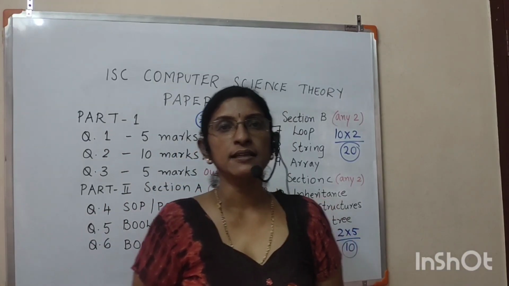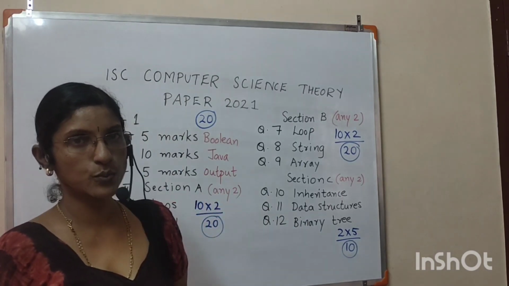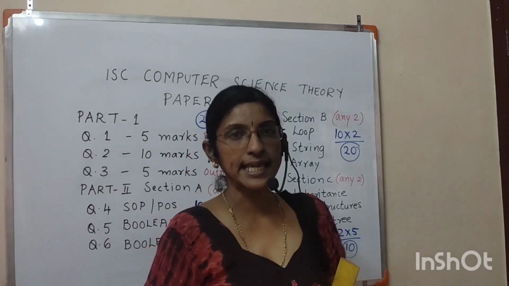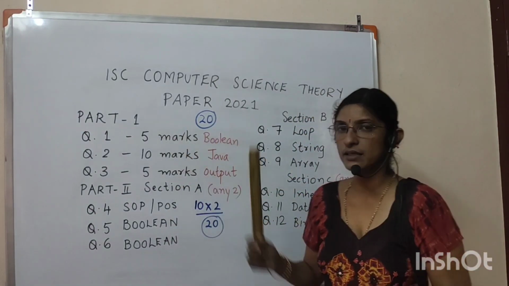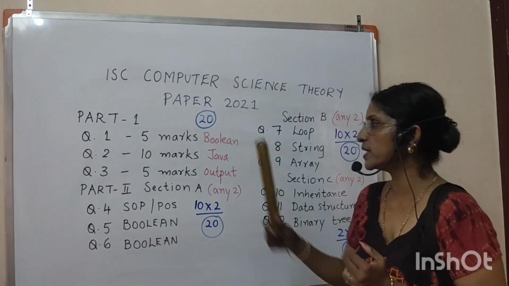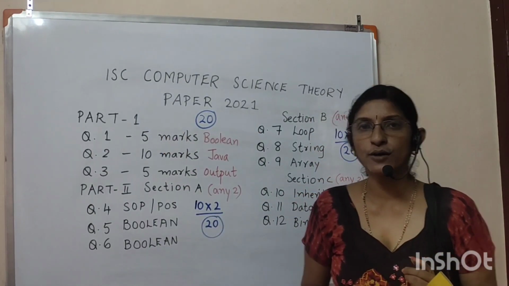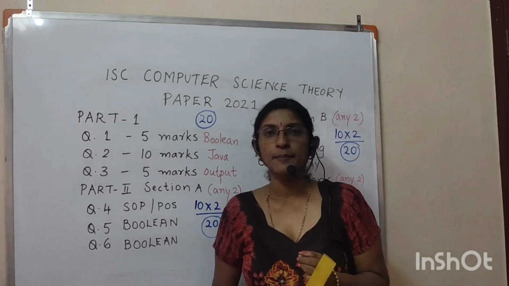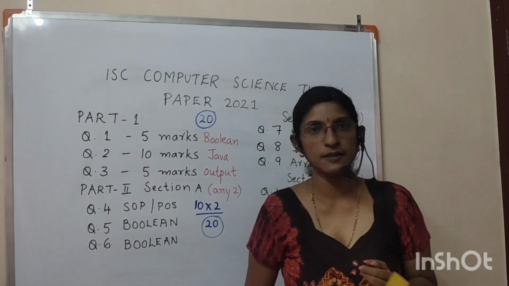Computer science theory paper in the year 2021. So let us see how the exam will be. The question paper is divided into part 1 and part 2, and it is out of 70 marks. Practical is out of 30 and theory out of 70 marks.